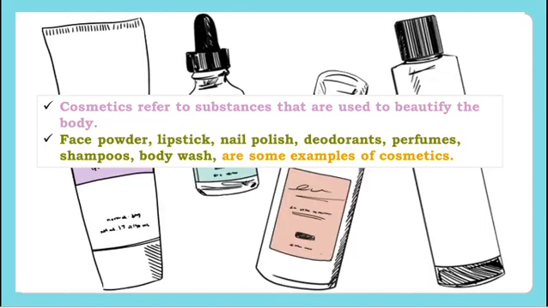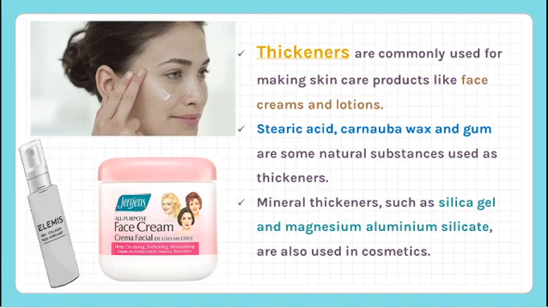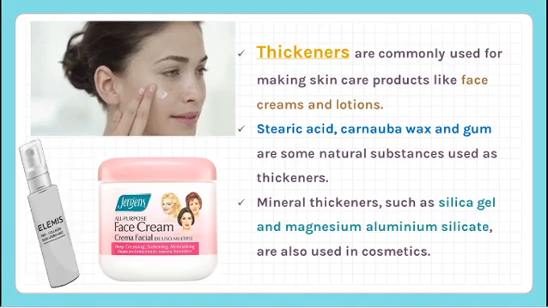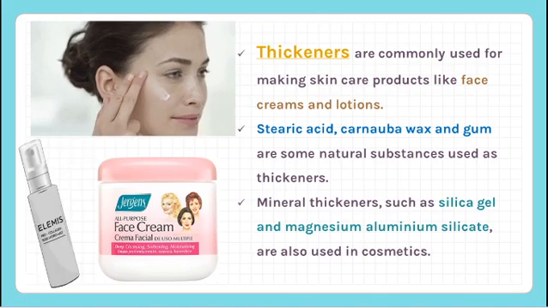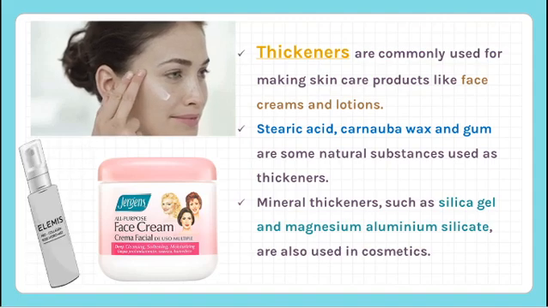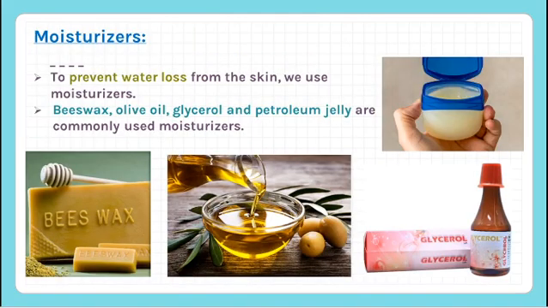It includes face powder, perfumes, deodorants, lipstick, nail polish, shampoo, etc. So in face creams and lotions, thickener substances are used. For example, stearic acid, carnauba wax, gum, silica gel, magnesium aluminum silicate. So these are all used as thickeners in face creams and lotions.